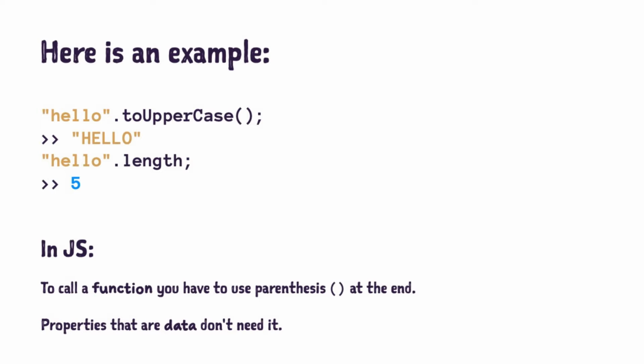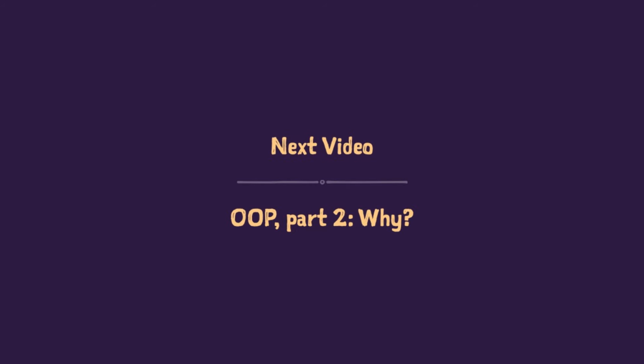And the second one is a property, and it's extracting data that is associated with the object hello, and it knows its length, which is 5, which are the 5 letters for hello. So that's it. It combines data, a property, functions, toUpperCase, and it can respond to messages using dot notation. So next video, I'm going to explain why object-oriented programming became such a big deal.